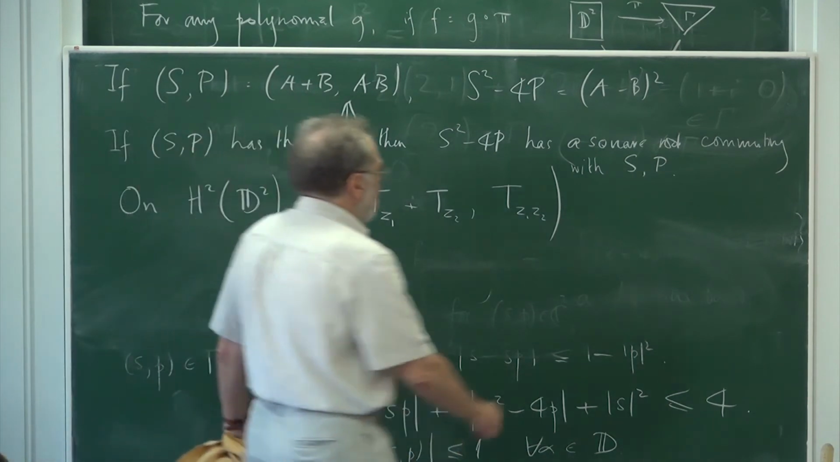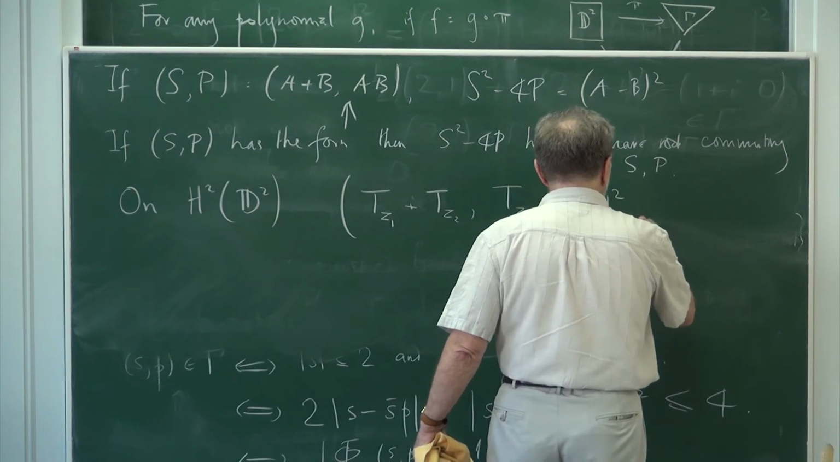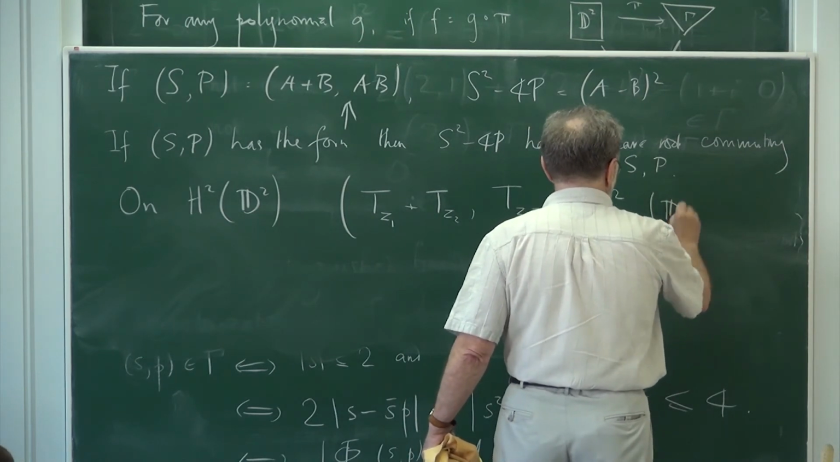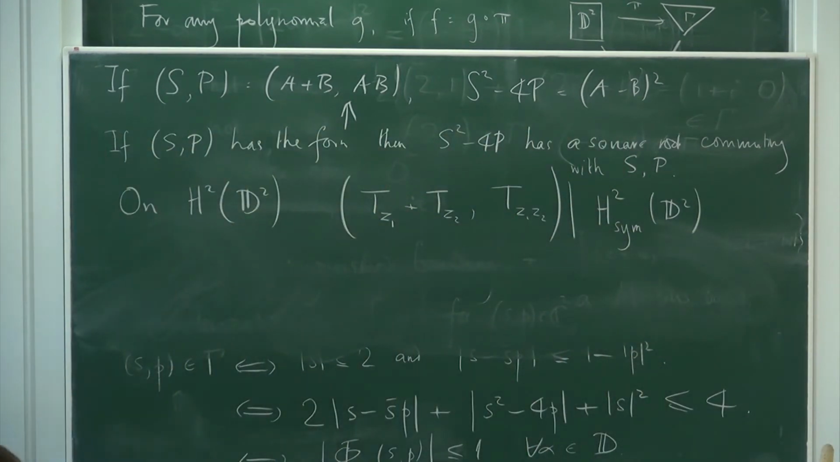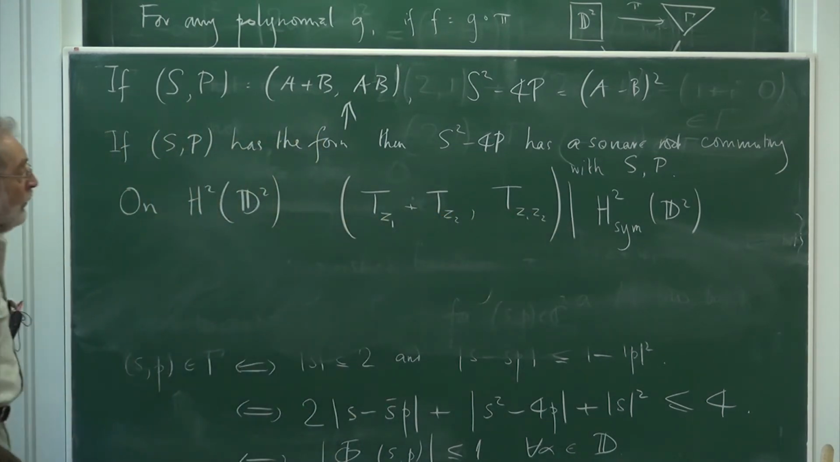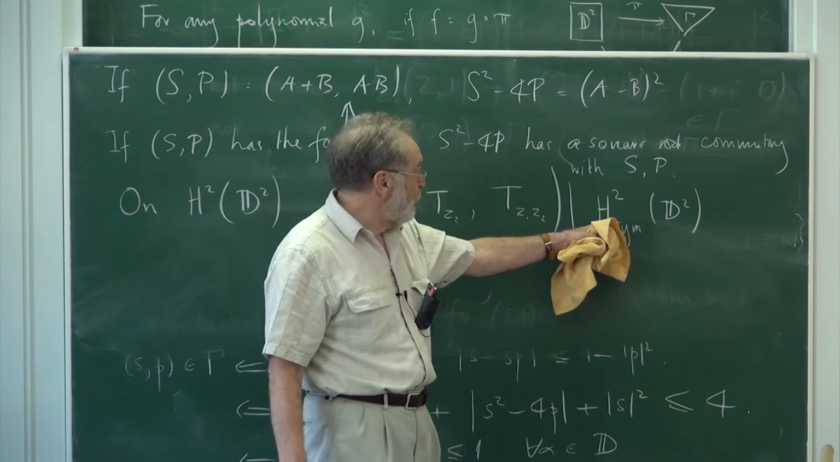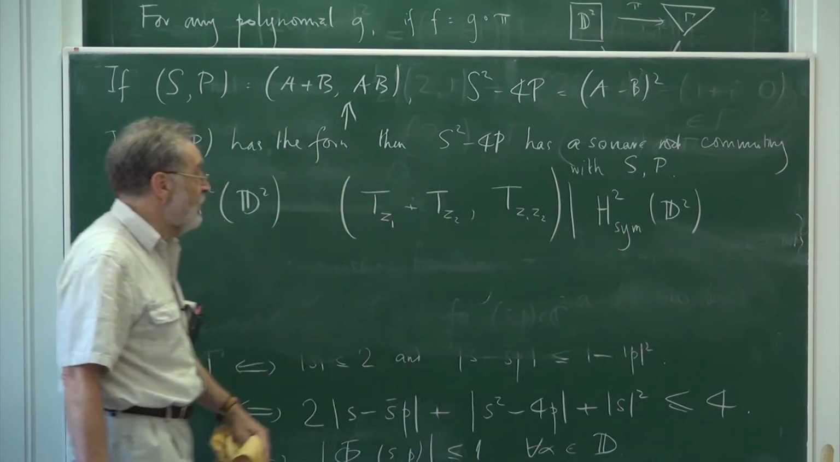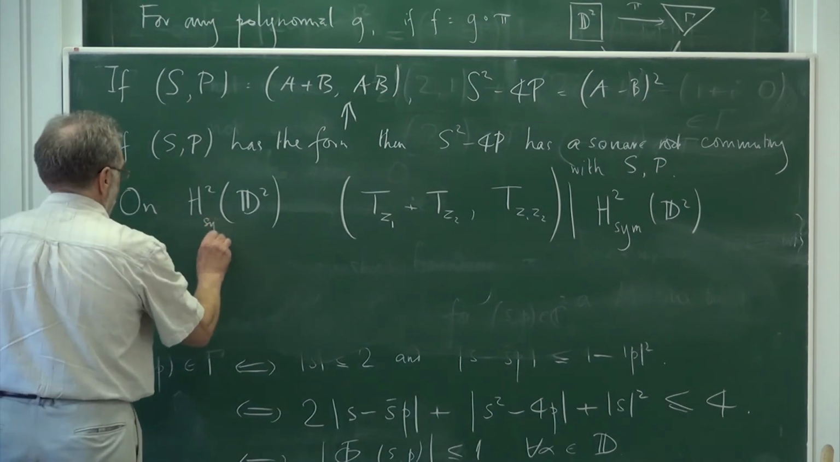But if we restrict it to the subspace of symmetric functions, that's a closed subspace, that's a Hilbert space in its own right. And if we restrict this pair, it still clearly acts, the symmetric subspace of H2 is invariant under these two operators. So that's a well-defined commuting pair of operators.